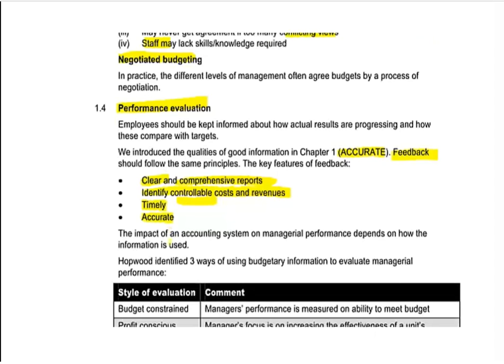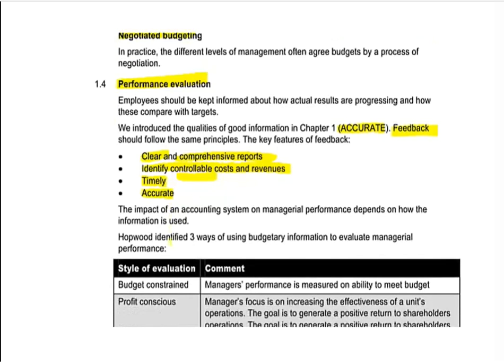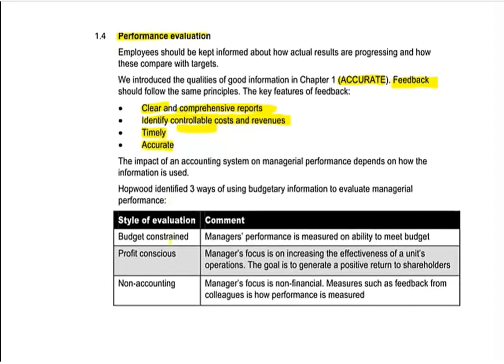How this affects the accounting system and performance will depend upon management's overarching attitude, and it's here we're going to look at Hopwood. He identified 3 ways then that this information from the budgets is used to evaluate managerial performance and the impact that that might have.